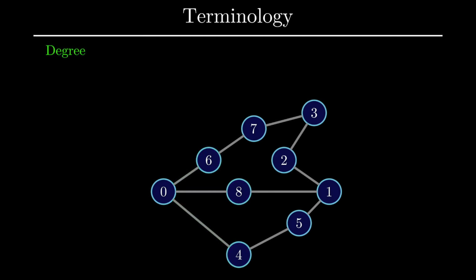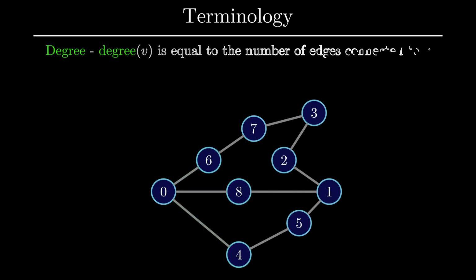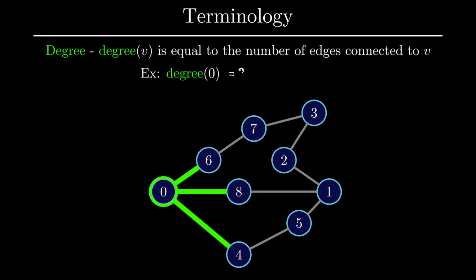A related concept is the degree of a vertex. A degree of a specific vertex is equal to the number of edges connected to that vertex, or equivalently, the number of neighbors. As per this definition, the degree of vertex 0 would be 3, and the degree of vertex 3 would be 2.